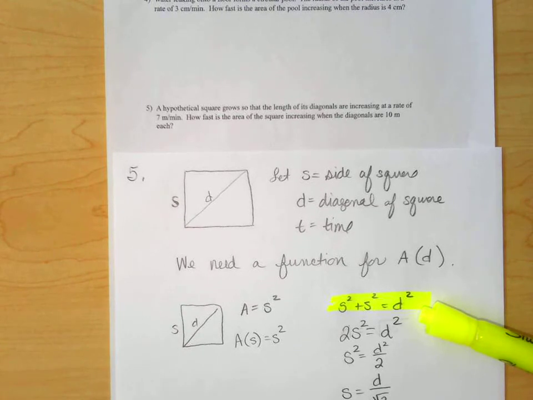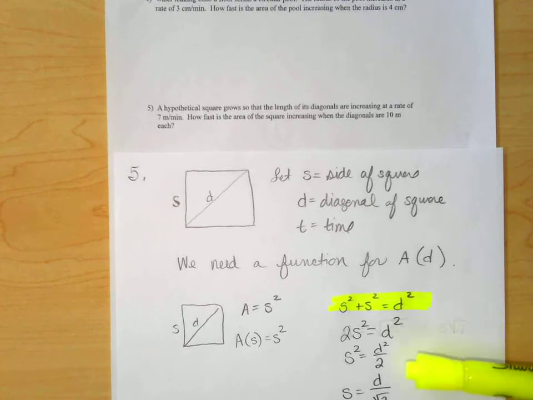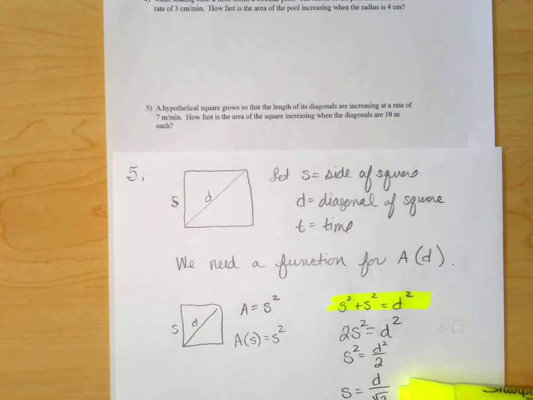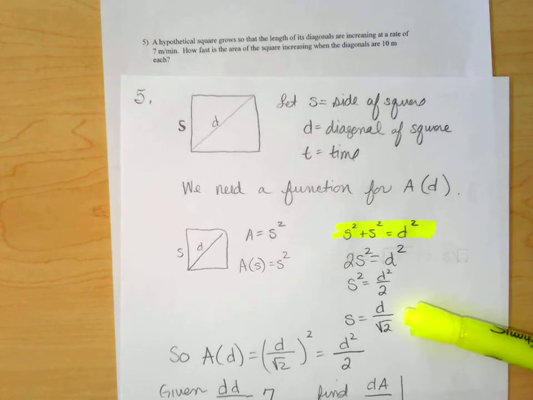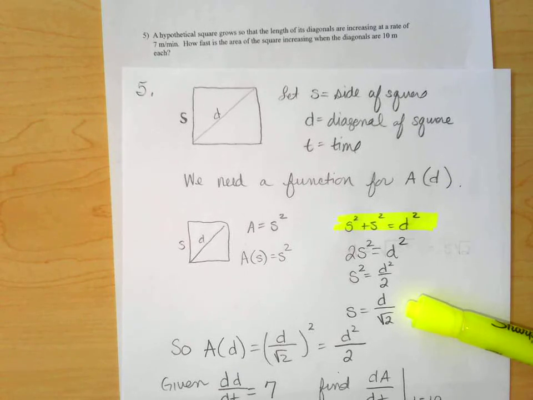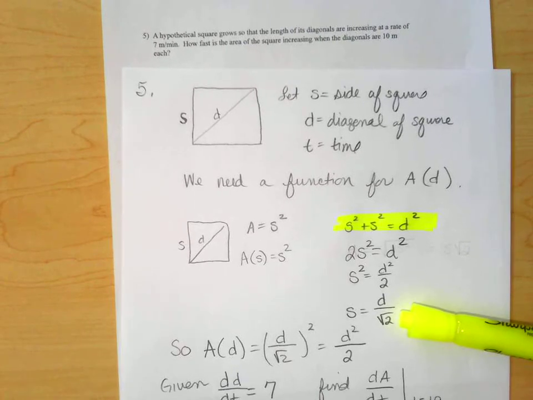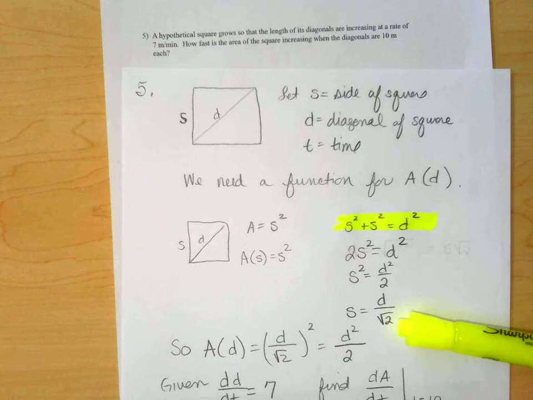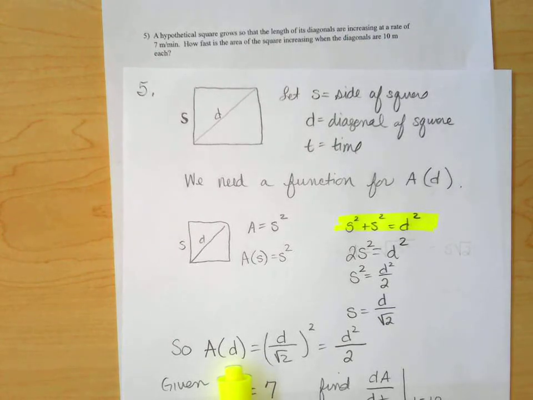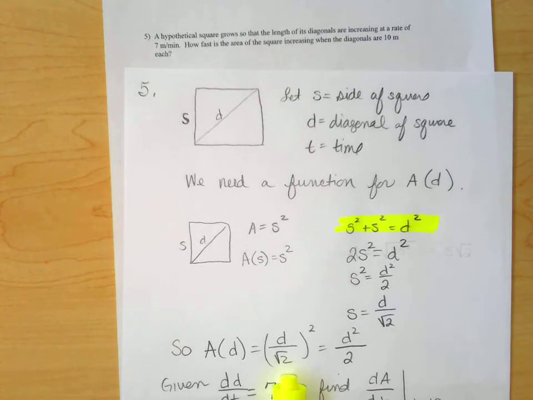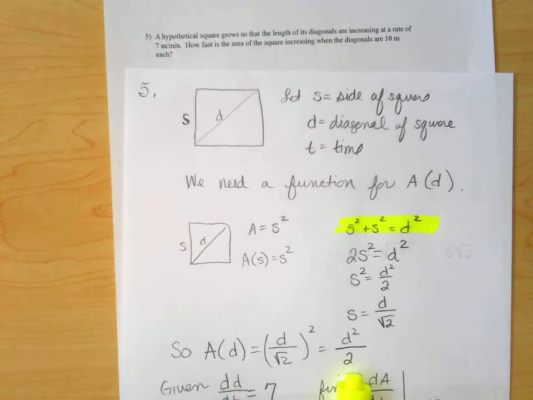So 2s squared equals d squared. Dividing by 2, s squared equals d squared over 2. Square rooting both sides, I get d over the square root of 2. I don't have to worry about the plus or minus here because the side can't be a negative length. So I can take this side, d over the square root of 2, and say that the area with respect to the diagonal is the side squared, or d over the square root of 2, squared. When I square d over the square root of 2, I get d squared over the square root of 2 squared, or just d squared over 2. And now I'm on my way.